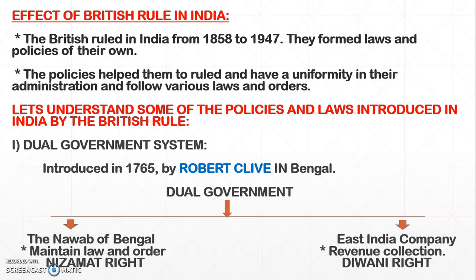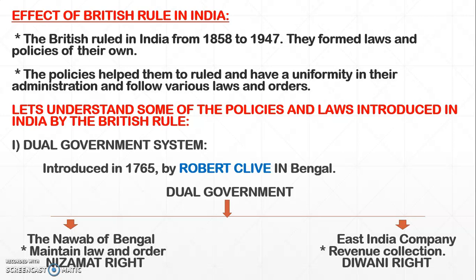Now, who was the person involved in this dual government system? Robert Clive in 1765 introduced the dual government system in Bengal. The company undertook the work of revenue collection, whereas the Nawab of Bengal had to maintain law and order. This was known as the dual government system. As you can see, dual means two ways, two different governments.